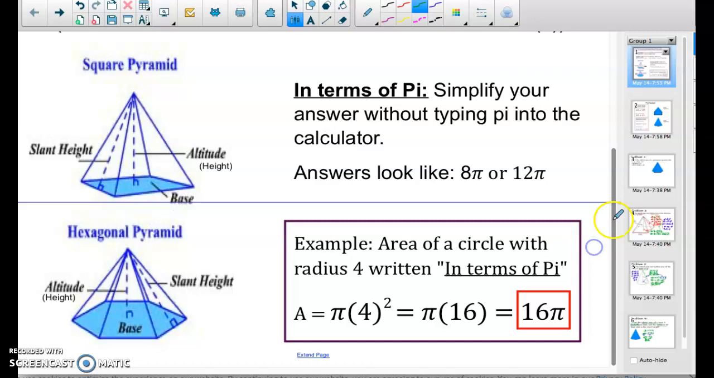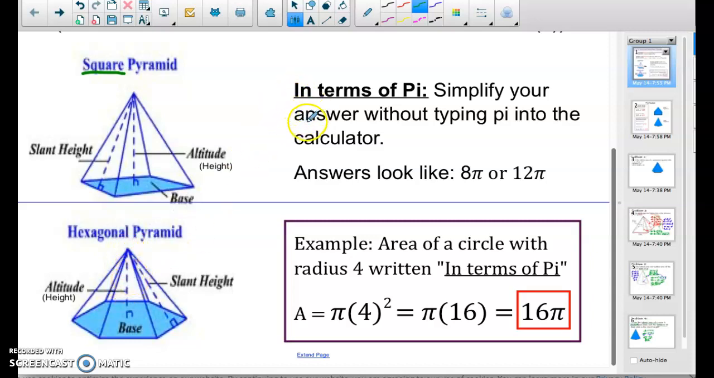Now, when we're talking about pyramids, one thing you should know is that the name of the base is the first word in the name of the type of pyramid. So if it has a square base, then it's called a square pyramid. If it's got a hexagonal base, then it is called a hexagonal pyramid.